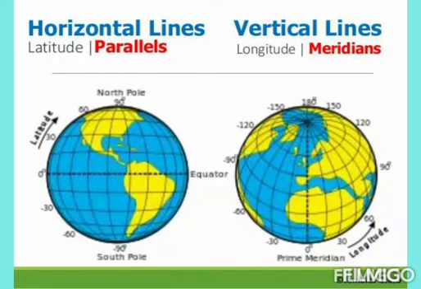The lines of latitude consist of 89 parallels. Parallels means, for example, a railway track.